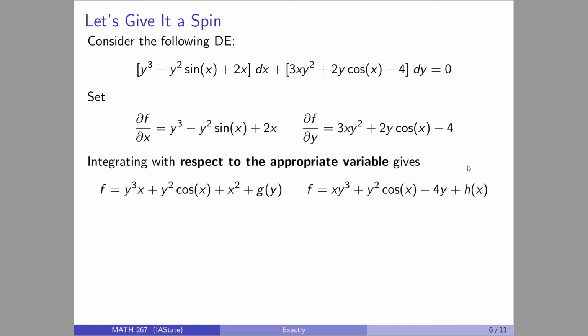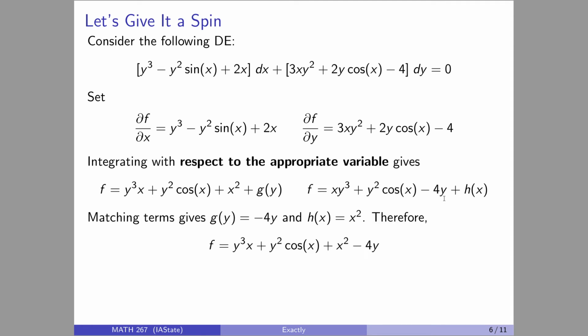So we have two equations, two unknown functions, but there's good news. Y cubed x matches this. Y squared cosine matches that. X squared would then have to match the h of x. G of y would then have to match the negative 4y. So that allows me to match the terms. So that means the function f is precisely this one right here, the mystery terms we were able to match and solve for. Now remember, this is not the solution.